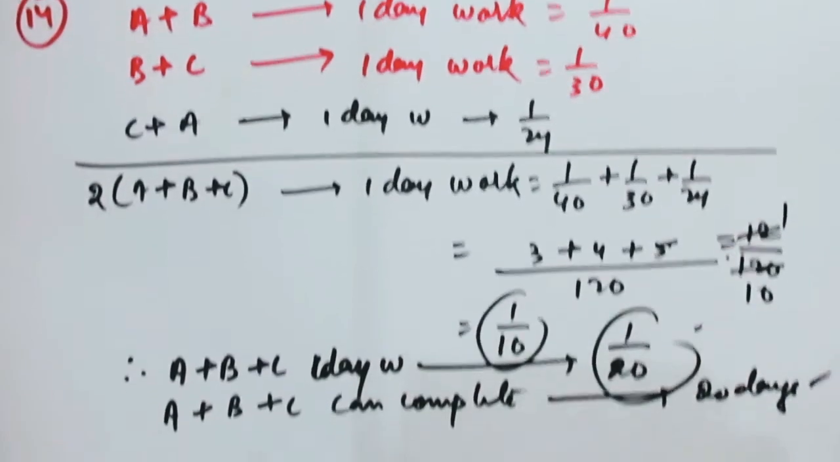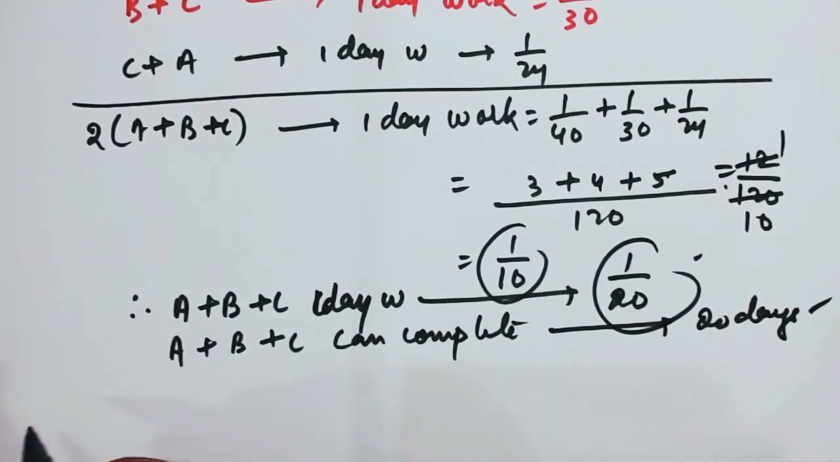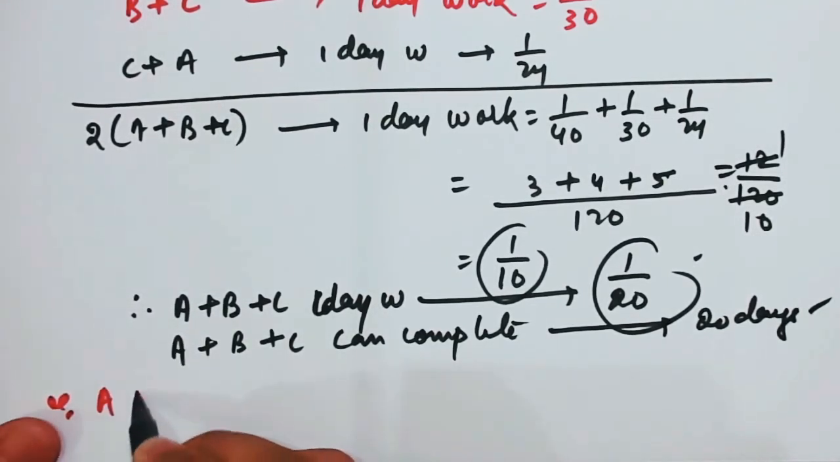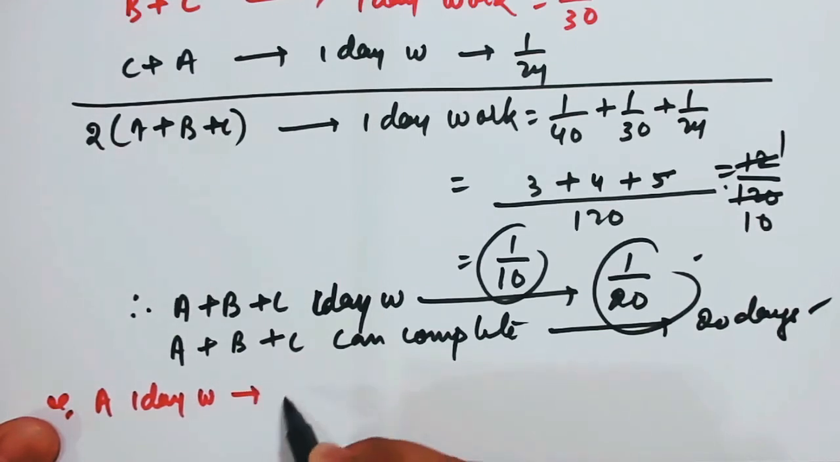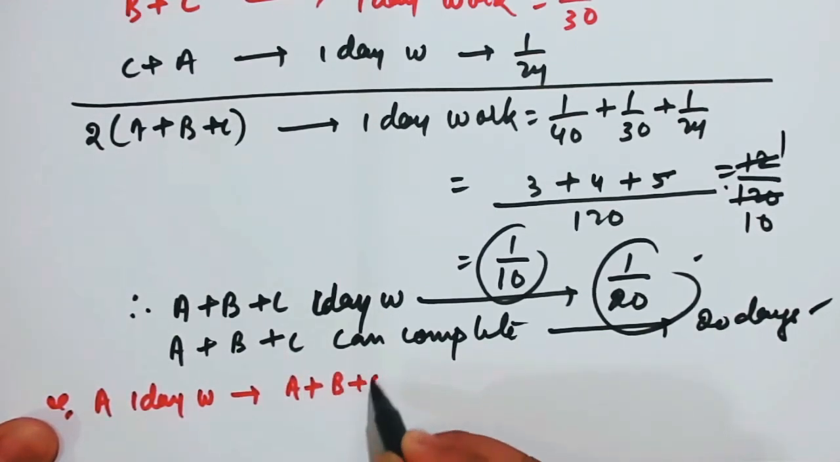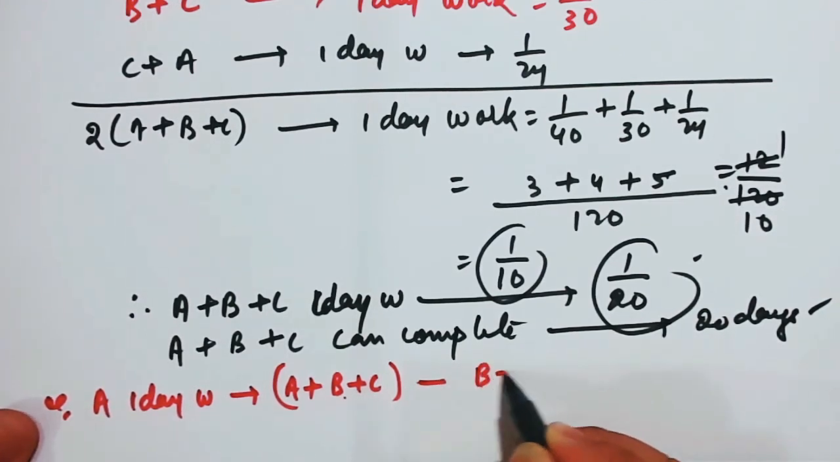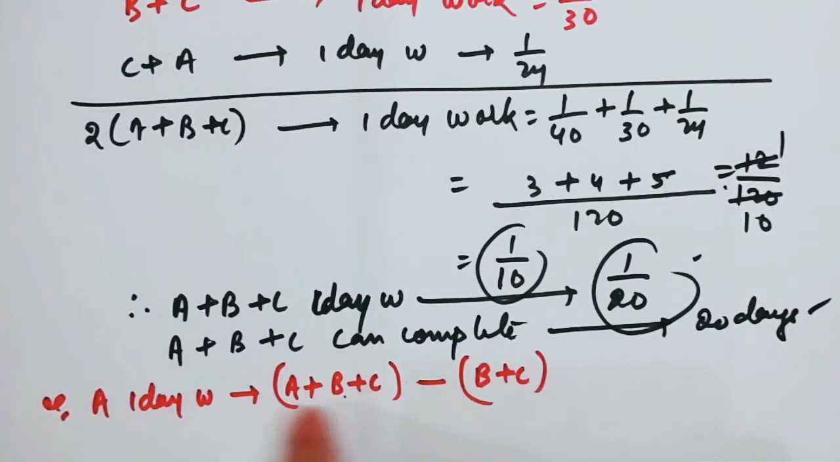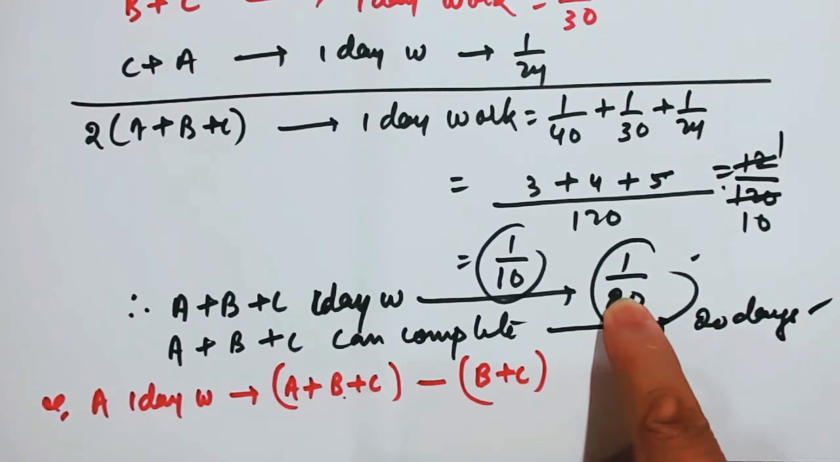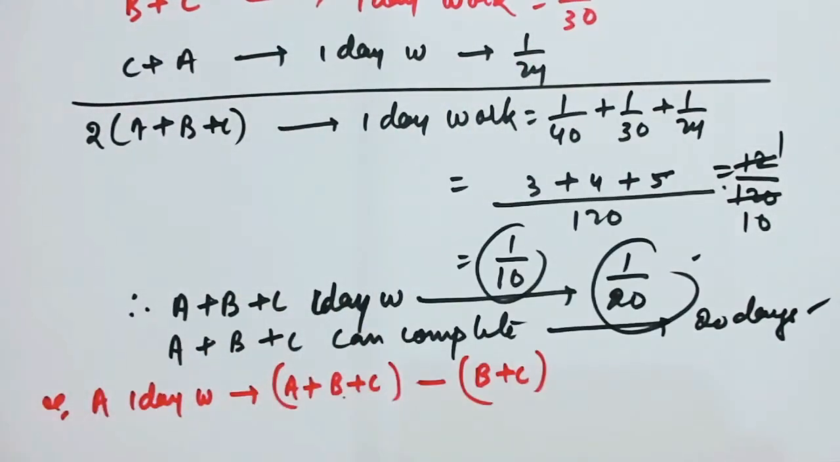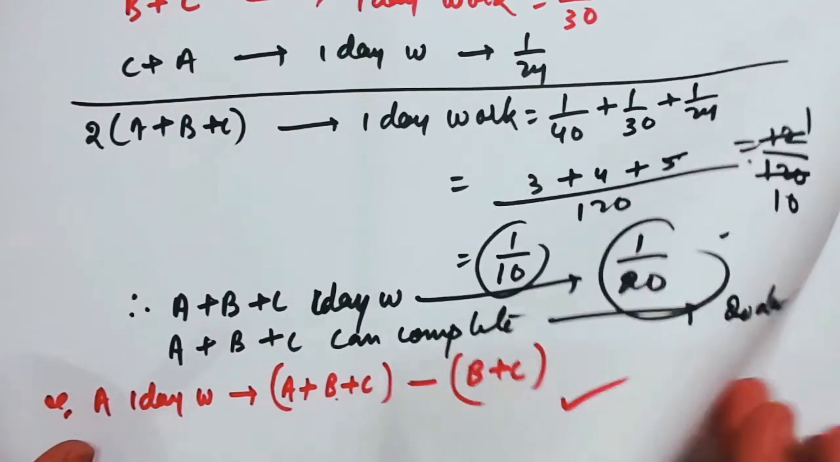So just let me give you one small example. A's 1 day work will be equal to A plus B plus C 1 day work minus B plus C 1 day work. So from 1 by 20 you subtract B plus C, that is 1 by 30, and you will get A's 1 day work. Revert it, and you will get the number of days in which A will finish the piece of work. Okay, moving on to the next one.